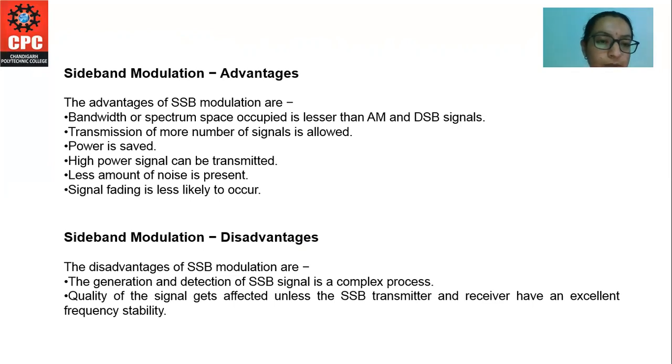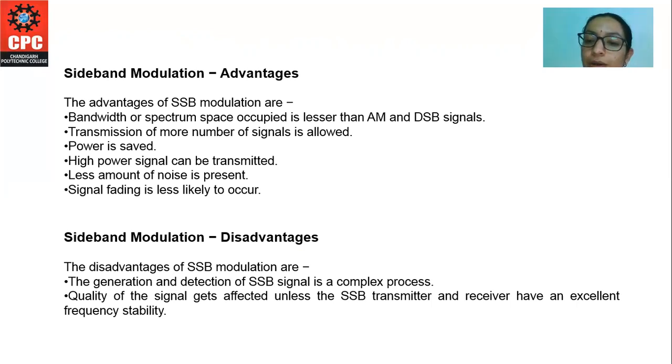Now, starting with the advantages of single sideband. The chief advantage we can see in the system is the reduced bandwidth requirement. To be more specific, the bandwidth required in SSBSC is half of that required in a DSBSC system. As only one sideband is used, the effect of selective fading is minimum.